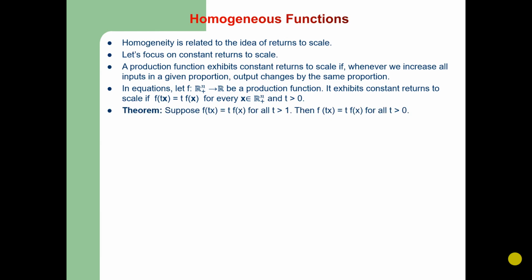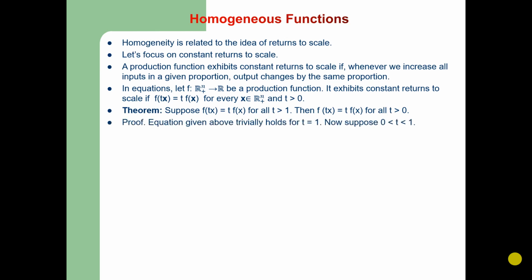A theorem is here. Suppose f of tx is equal to t f of x for all t greater than 1, then f of tx is equal to t f of x for all t greater than 0. So it means that if the relation holds for t greater than 1, then f of tx is also equal to t f of x for t greater than 0. And the proof is here.